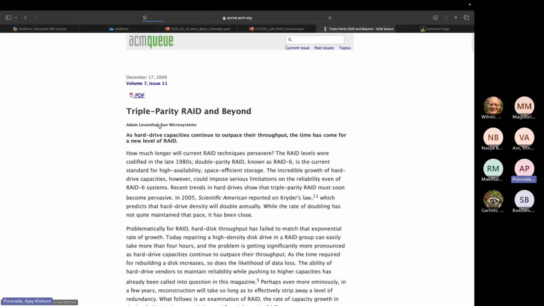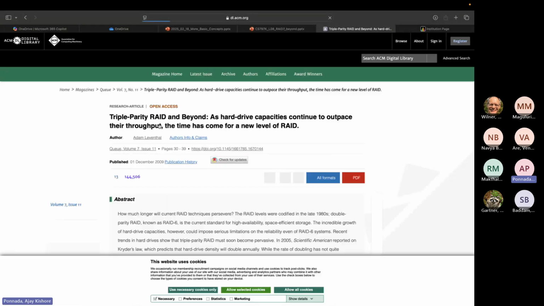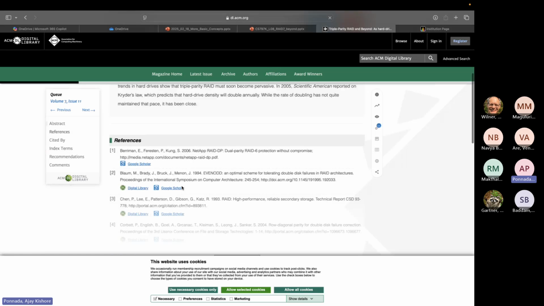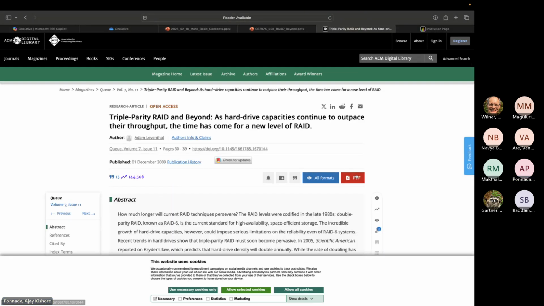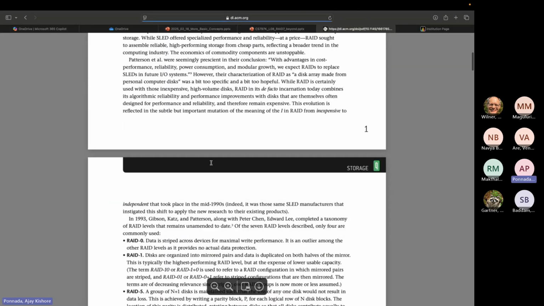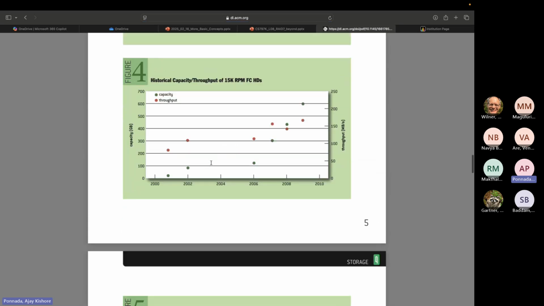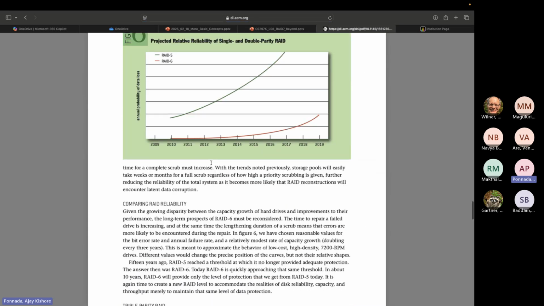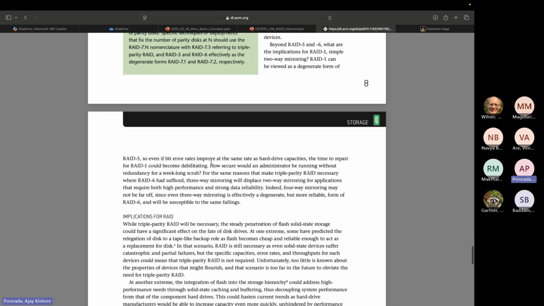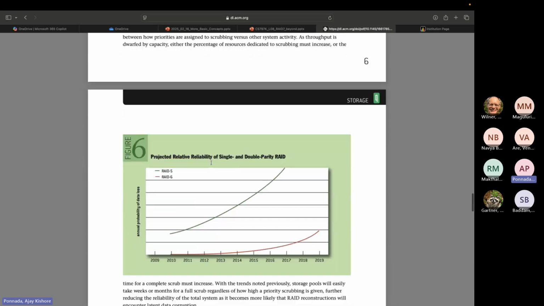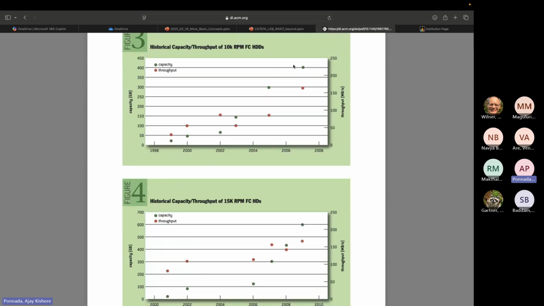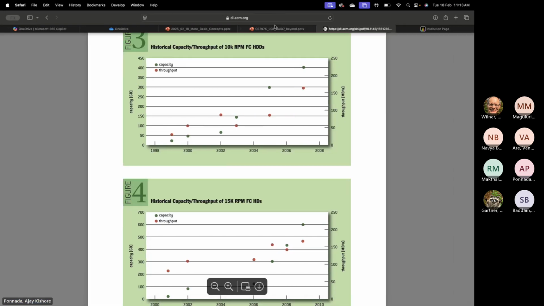If you are interested, you can go through this paper to understand the basic concepts and the mathematical stuff, how they look. What is RAID and what is triple parity? How is it performing? Everything you need to know about RAID 7.